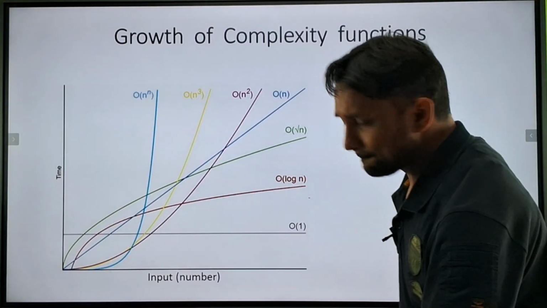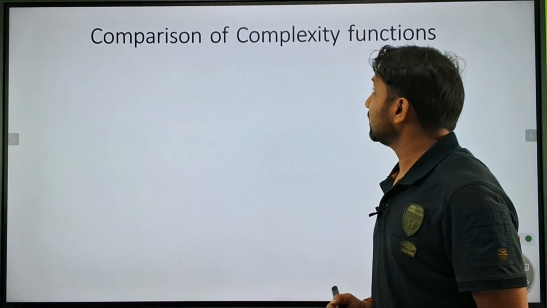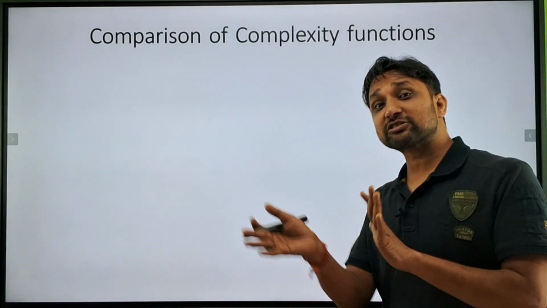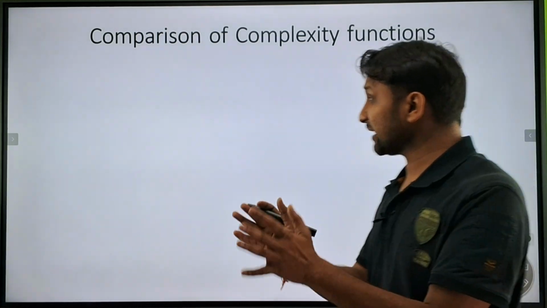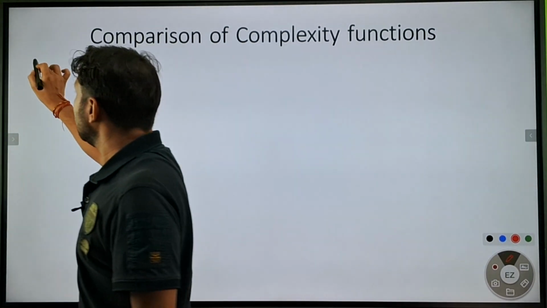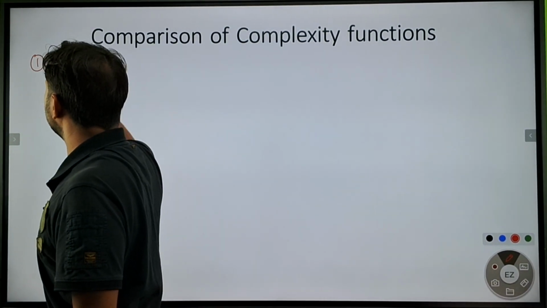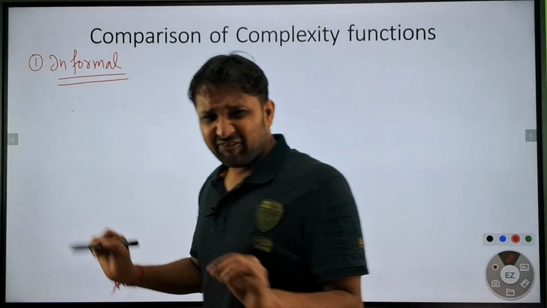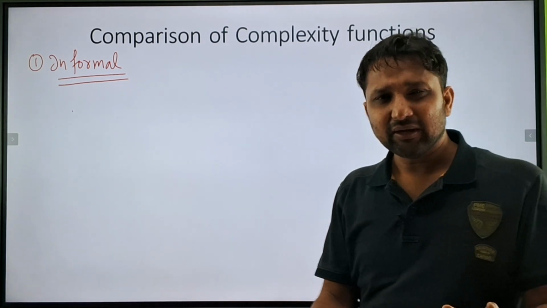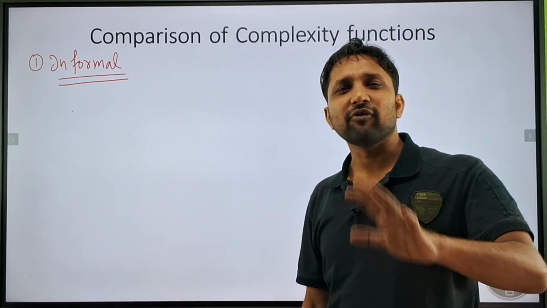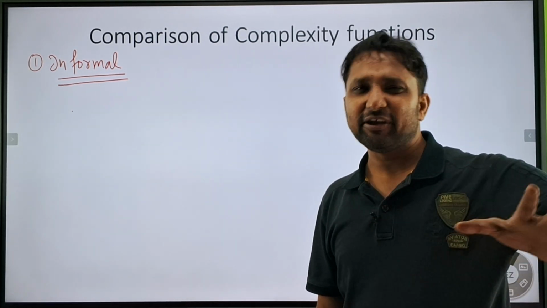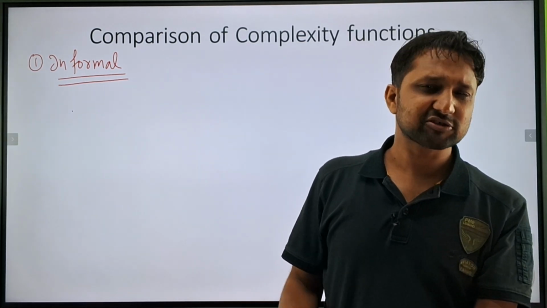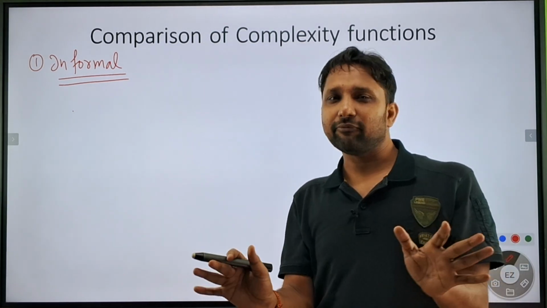Now let's see the various methods to compare the complexity function. We want to know which is growing faster, which is growing with less speed, taking less time. So I'm sharing one informal method with you. This is an informal method, meaning it is not a standard method, but it works and solves each and every type of problem. With the help of this method, you will be able to find out which complexity function is greater and which is smaller. You will be easily able to find out.